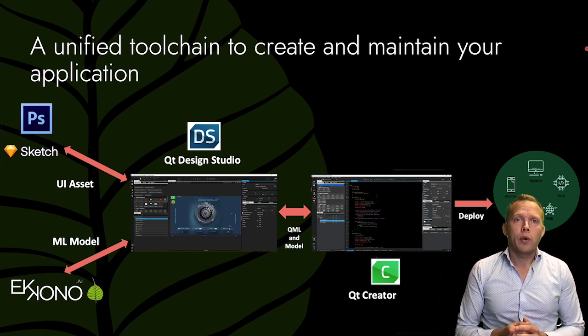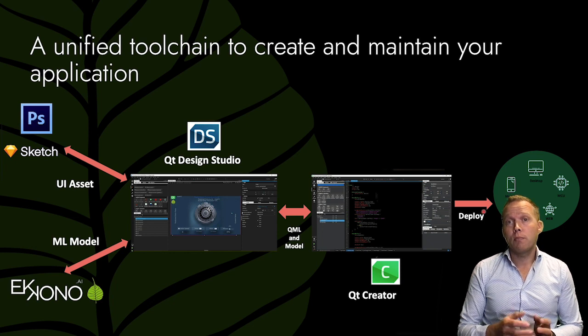What we have been working on together with the Qt company is to provide a new plugin, just like the one for Photoshop and Sketch, but for Ekkono's machine learning models. And the idea is the plugin should make it easy to import a model and hook it up to sensor and artwork within the design studio. When the final application is later compiled and deployed, the model and all necessary pre-processing steps are bundled with it and will be available cross-platform, even on smaller MCUs.